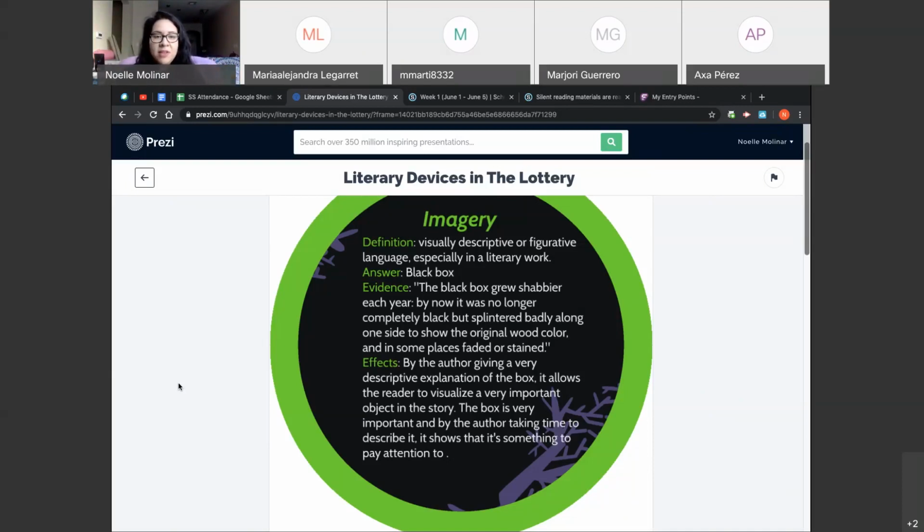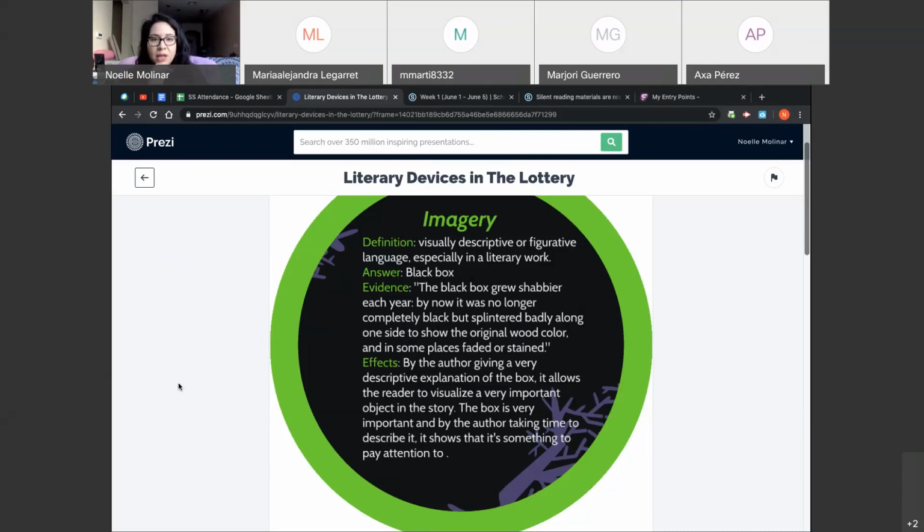So the definition of imagery: visually descriptive or figurative language. So figurative language is when we get similes, metaphors, and we're going to talk about those more when we get to poetry, but we can start seeing what those things are. So the answer, what is our image? It's also our symbol. So it's the black box.